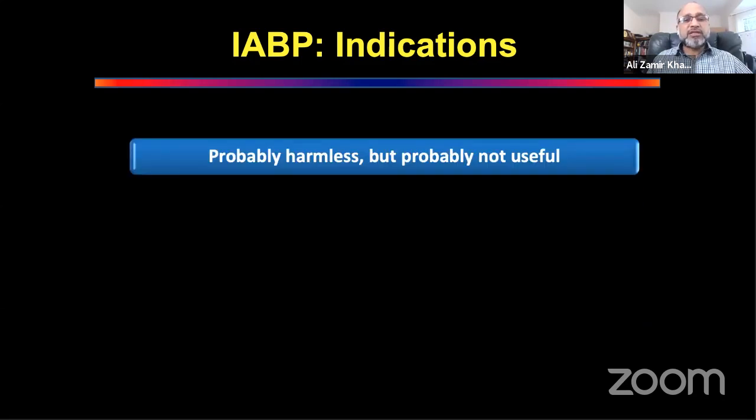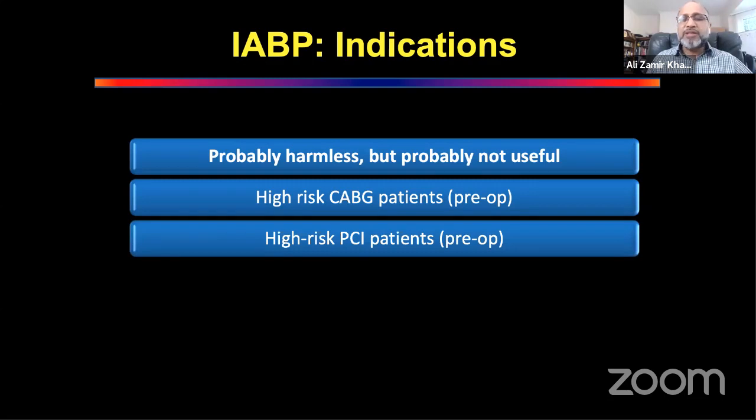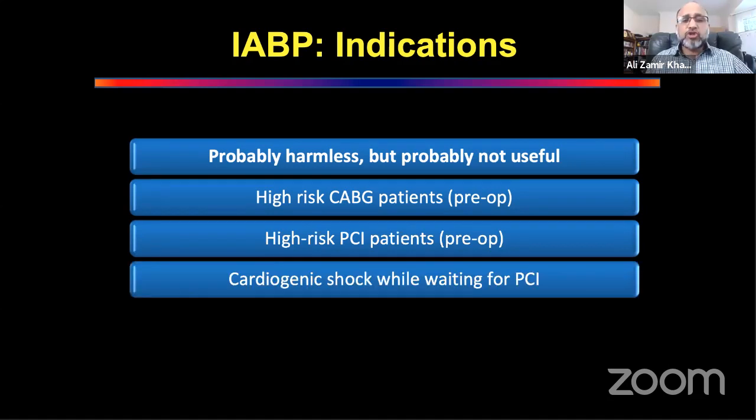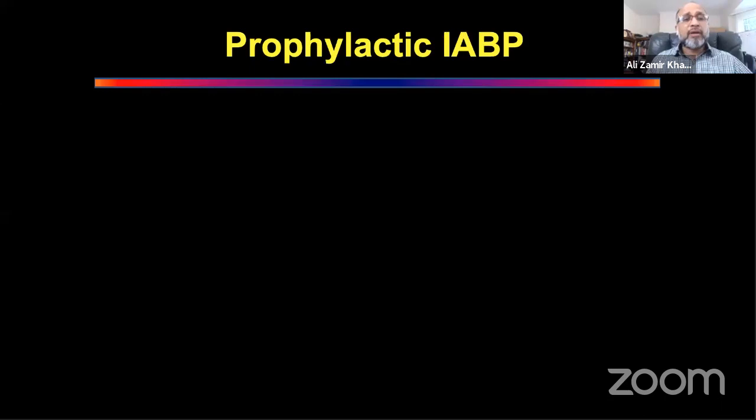The second indication is probably harmless, but probably not useful: high risk CABG. The evidence for all of this is starting to accumulate more and more. So now forget the first line, but you can use this in the exam. In a high risk CABG, as a preoperative measure, you can use balloon pumps. In a high risk PCI, as a preoperative measure, to help the myocardium before the procedure, you can use a balloon pump. In cardiogenic shock while waiting for PCI, and in pulmonary edema in spite of maximal medical management, you can use a balloon pump. Again, this is a failing heart that you're trying to help, okay?